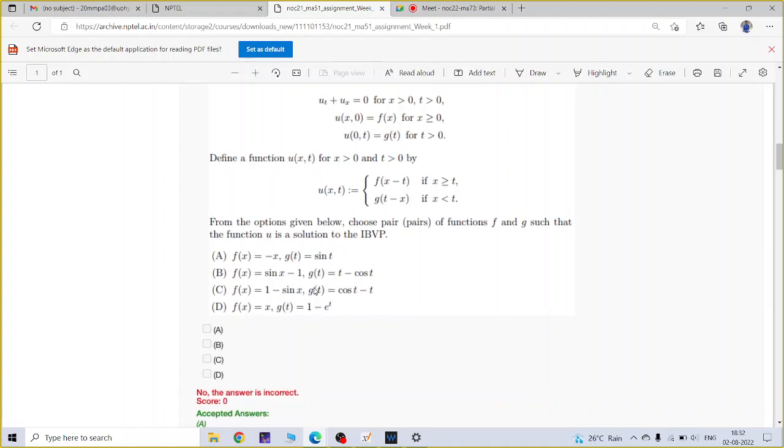So by checking the options given below, which of the following is a choice of pair of functions such that u is a solution. You can see that f(0) is 0 for option A, and g(0) is 0, since sin 0 is 0. For option B also, f(0) is -1, and g(0) is -1, because cos 0 is 1. For option C also f(0) is 1, g(0) is 1, cos 0 equal to 1. And for option D, f(0) is 0 and g(0) is 1 minus 1, which is 0.